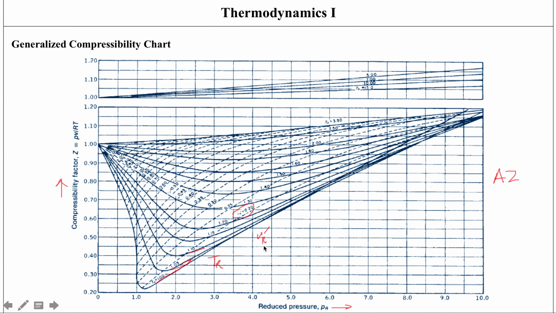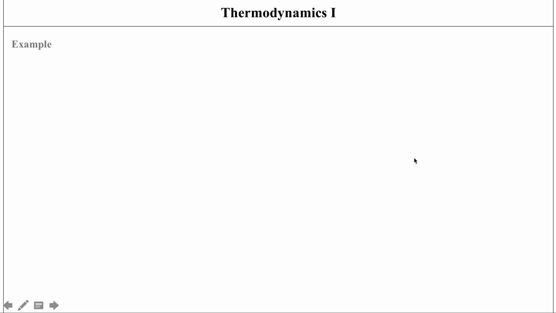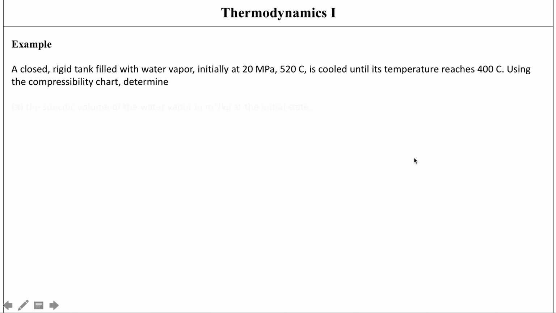And just like this, you will also have A3, which is going to give you reduced pressure on the x-axis from 10 until 40, and compressibility factor on the y-axis. Again, you've got TR as the lines, and you've got pseudo-reduced volume, VR dash, as the dotted lines. So I'm just going to go on and show you an example.